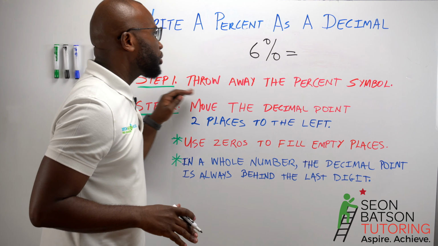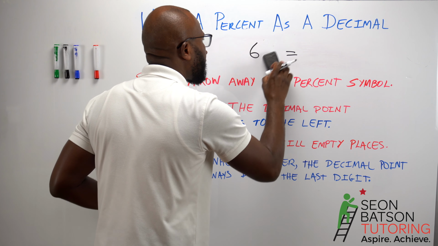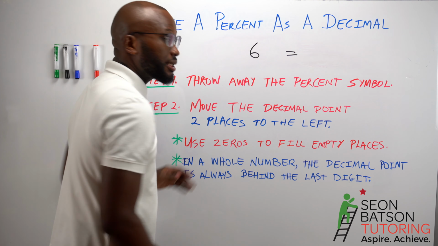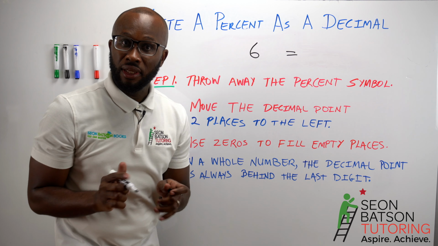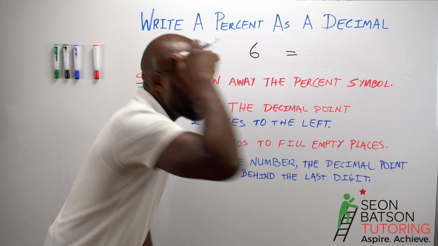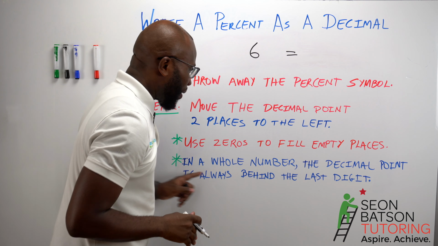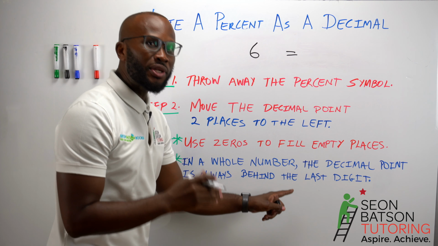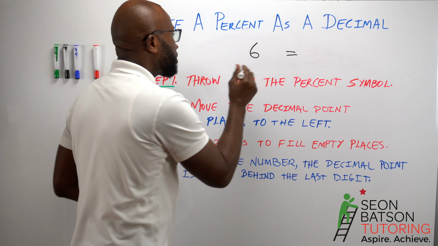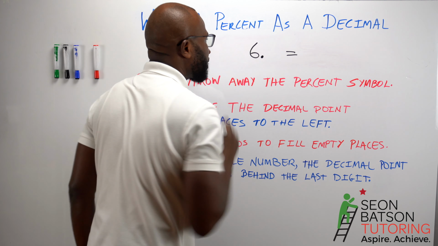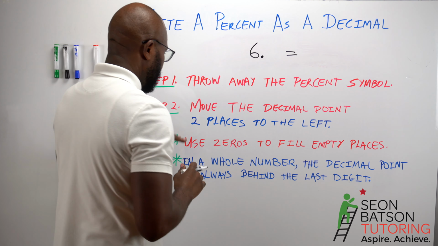Step 1, we will throw away the percent symbol. So let's get rid of the percent symbol. And then step 2, we will move the decimal point 2 places to the left. Now, I don't see a decimal point. Do you see it? It's hiding. Remember, in a whole number, the decimal point is always behind the last digit. Well, the only digit here is 6. So our decimal point is right behind the 6 here. Get the idea?